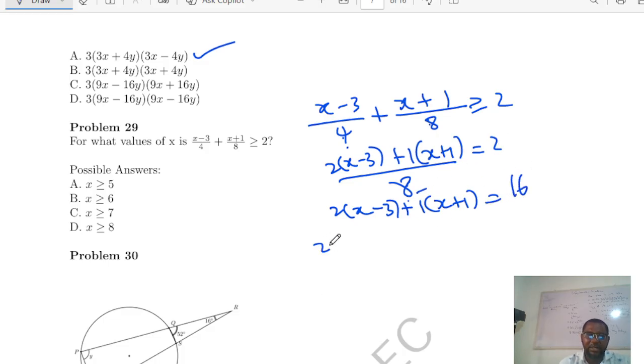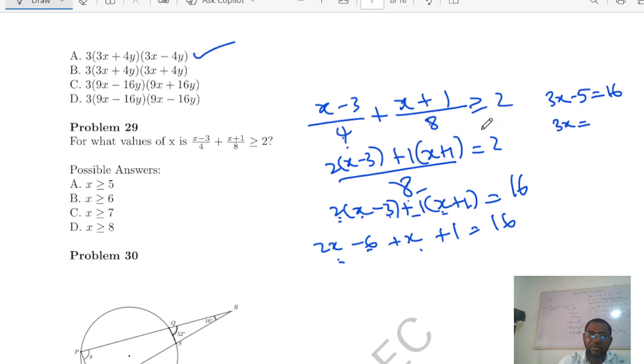If I open the bracket, this will be 2x minus 6. 2 times x is 2x. 2 times minus 3 is minus 6. 1 times x is x. 1 times 1 is 1. So all greater than or equal to 16. If we collect like terms, 2x plus x is 3x. And minus 6 plus 1 is minus 5. All greater than or equal to 16. Oh, sorry, this is supposed to be greater than or equal to.